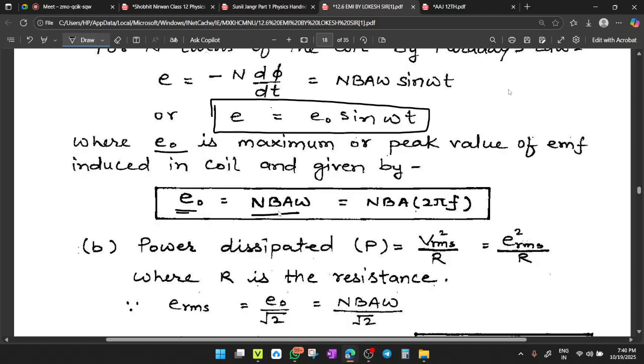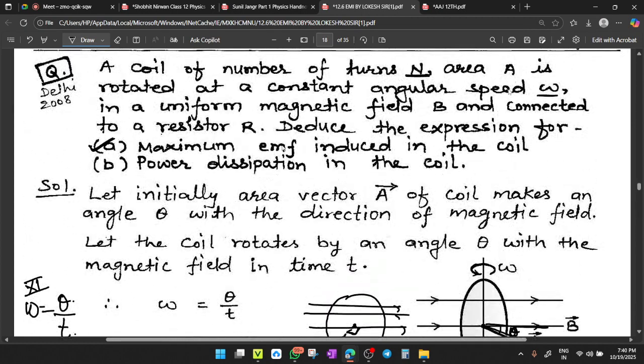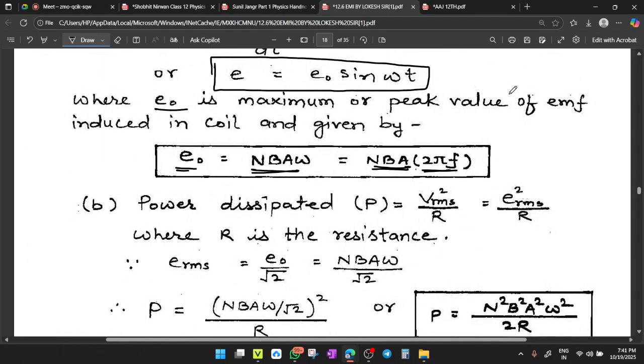E naught is given by NAB omega, that is equal to NBA into omega, where omega equals 2 pi f. Clear? So the first part is completed. The maximum EMF induced in the coil will be E naught. First, they inquire about the maximum amount. For the maximum EMF, the value of sine should be equal to 1, as the maximum value of sine theta is 1, at theta equal to 90 degrees. So the maximum EMF is E naught equals NAB omega. Clear?